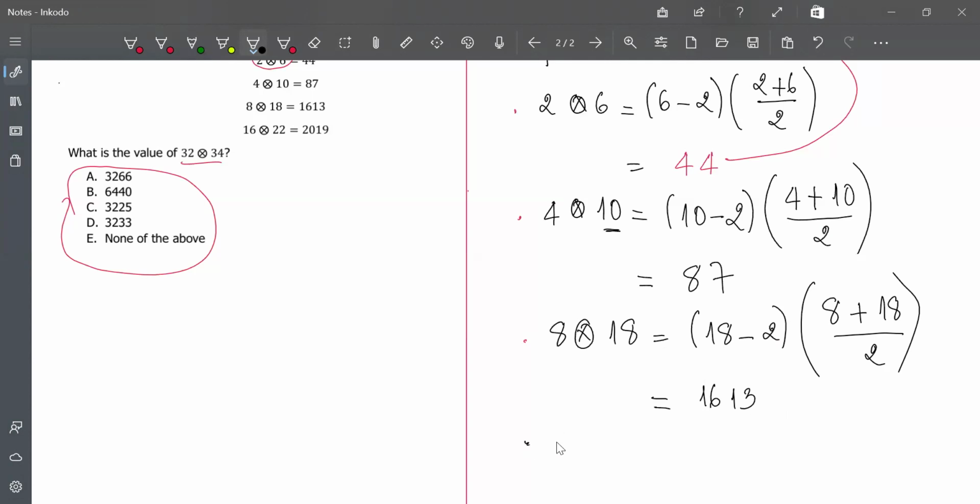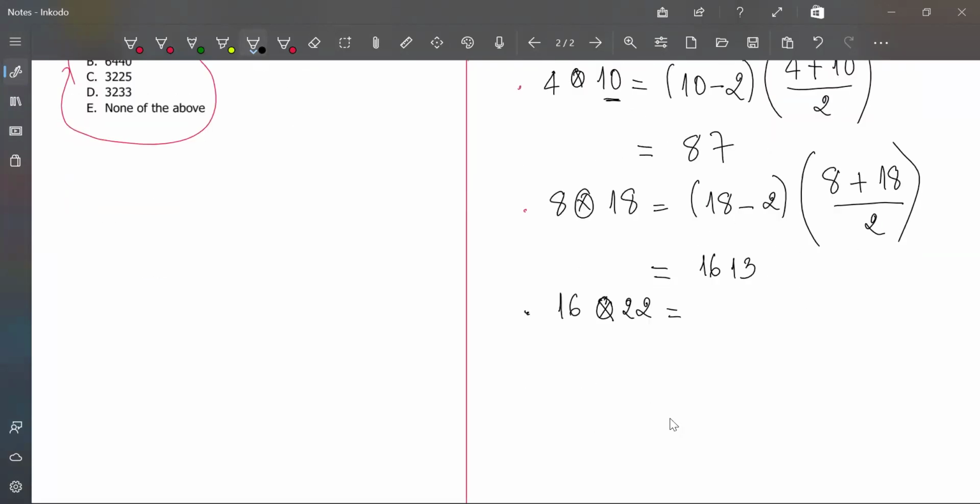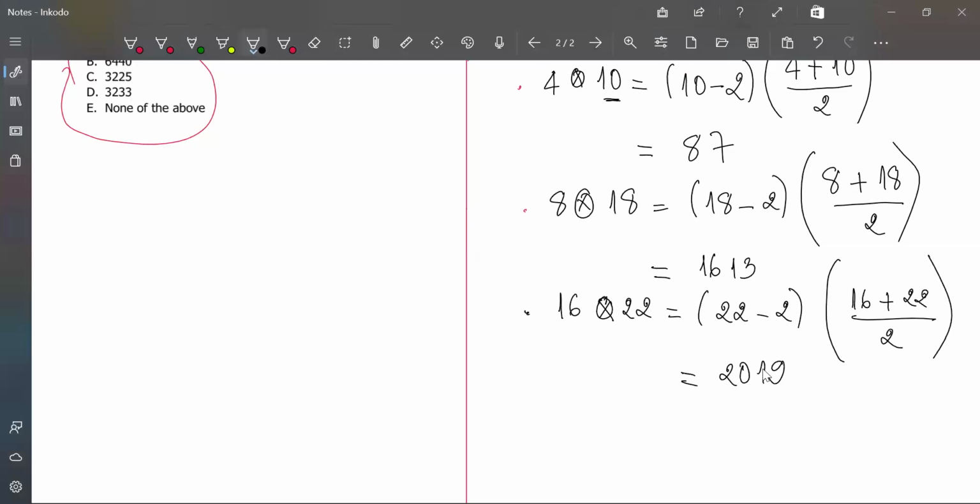The last one is 16 tensor 22. So we do as before. We get 22 minus 2 and 16 plus 22 over 2, which is 2019.